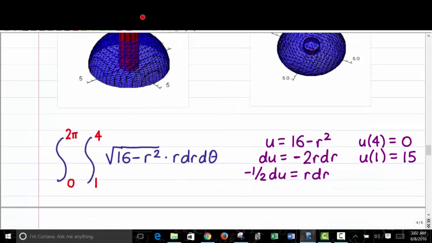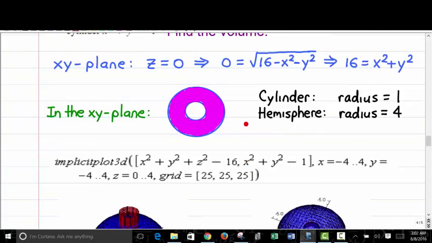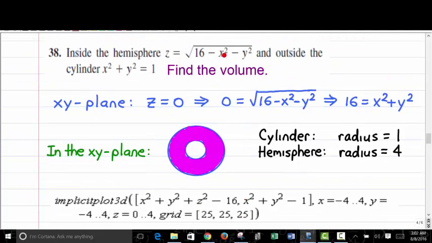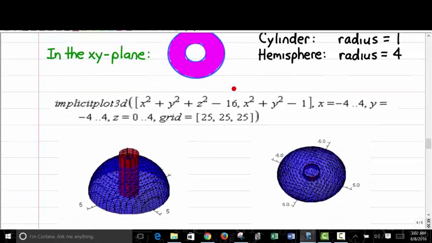So that's what I was talking about a minute ago. Your radius is not going from 0. It's going from 1, which is the edge of the cylinder, to 4. So it's going from here to here, all the way around, 1 to 4. It's not going back to the origin. And then once again, it's 0 to 2 pi because there are no restrictions for theta. Then you have your r dr d theta, and the square root of 16 minus x squared minus y squared converts to 16 minus r squared.